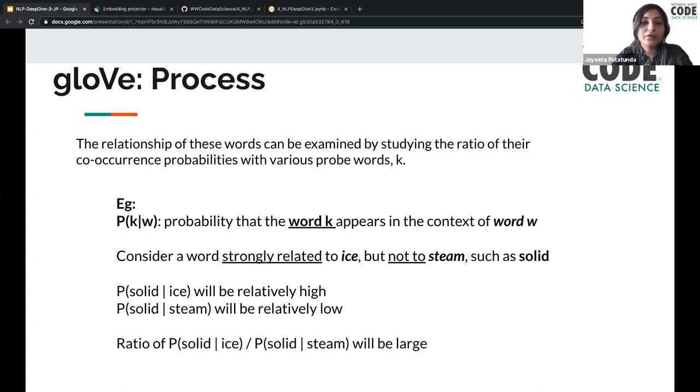And then the probability of solid given the word steam, because they are not related, will be relatively low. So the ratio of these two probabilities is going to be large, which means that the words solid and ice are highly correlated and have a bigger number of co-occurrences that we have seen in the whole corpus that you have passed.